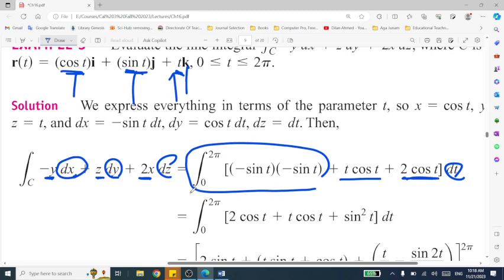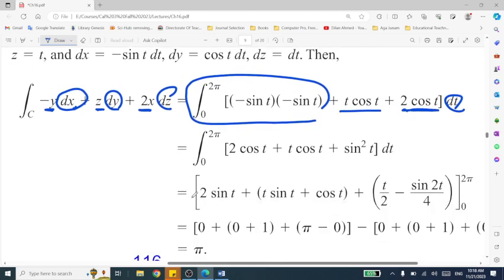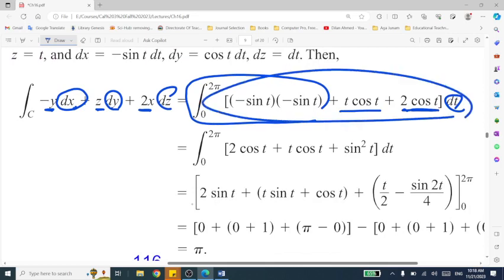Any question, any things? Good. So you know how to solve it. Multiply.